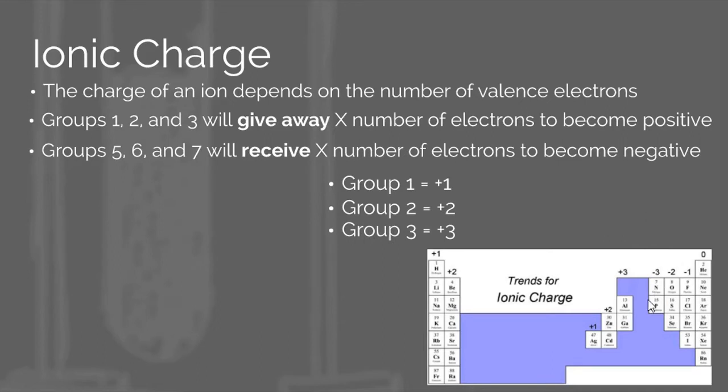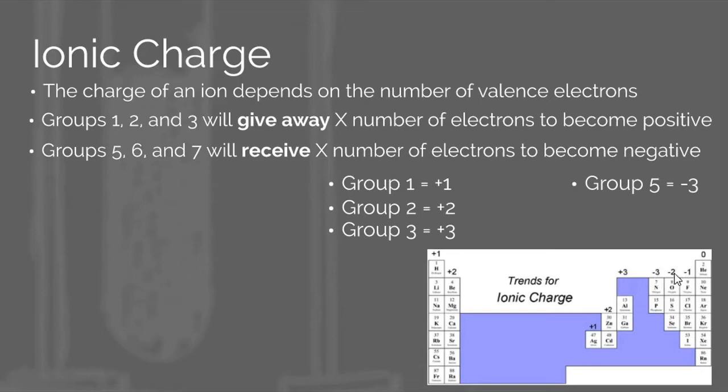Now, when we get to group 5, things start to get a little bit different, and it starts to go in reverse, because when groups 1, 2, and 3 give away their electrons, groups 5, 6, and 7 can pick them up. When they pick up the electron, they are getting more negative particles, and they are becoming negatively charged. That's why with group number 5, elements like nitrogen and phosphorus can gain 3 electrons. When they do, they get a charge of -3.